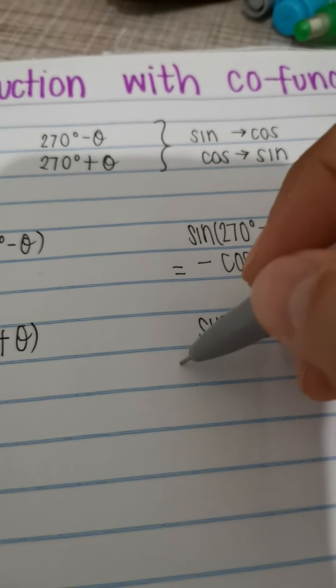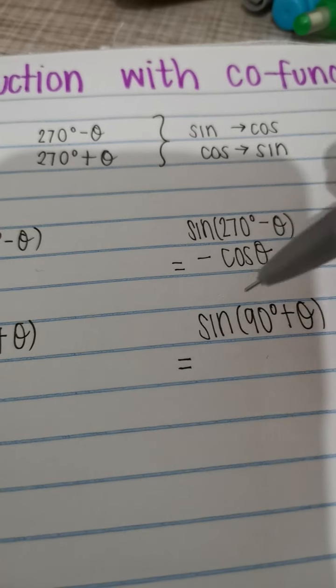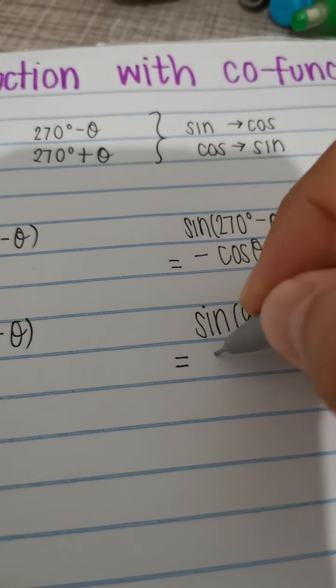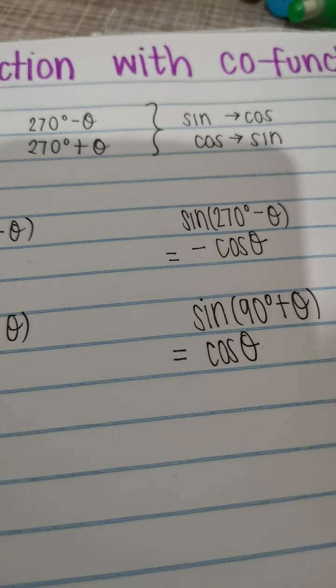And let's try sine of 90 degrees plus theta. Let's try this one. 90 plus gives us second quadrant. In second quadrant, sine is positive. I don't have to write that. And then we just write cos of theta. And that's how you would reduce it.